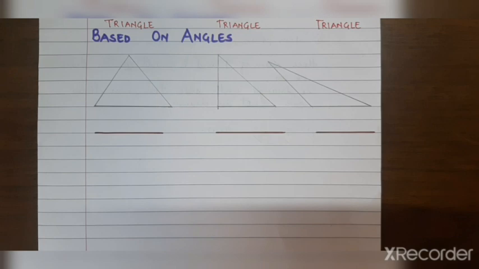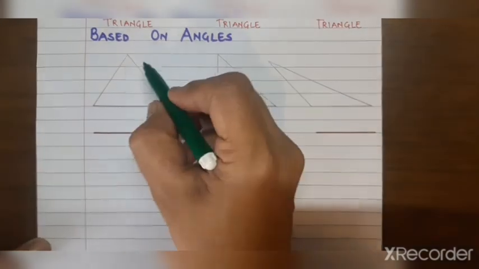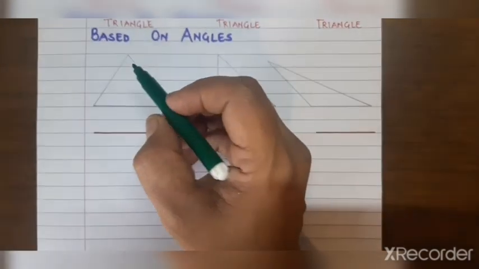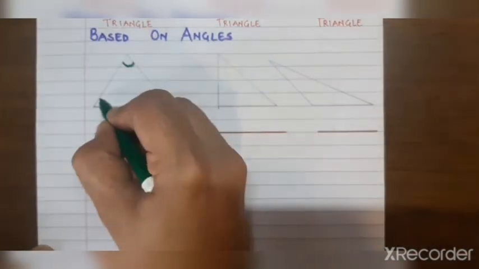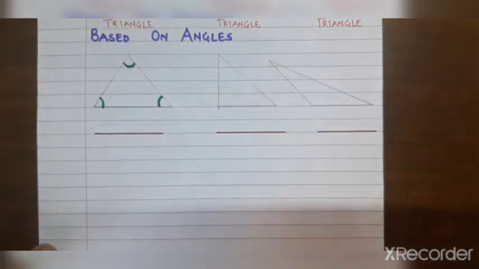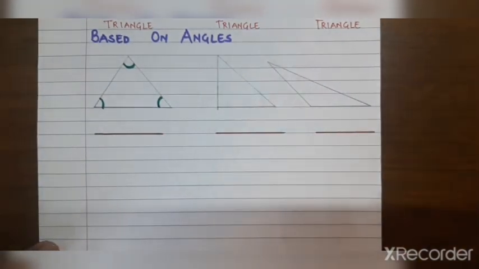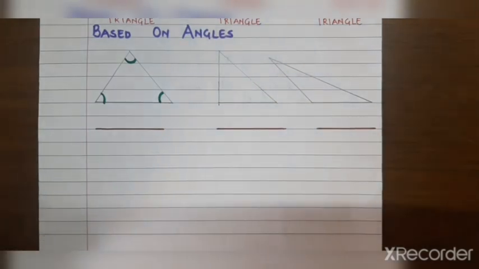Now let's move to the types of triangles based on angles. As I told you, a triangle has three vertices, and at those vertices three angles are formed. Now, if all the angles are acute angles. I hope you all know what acute angles are, what obtuse angles are, and what a right angle is. The angles which are less than 90 degrees are acute angles. The angles which are more than 90 degrees are obtuse angles, and a 90 degree angle is a right angle.